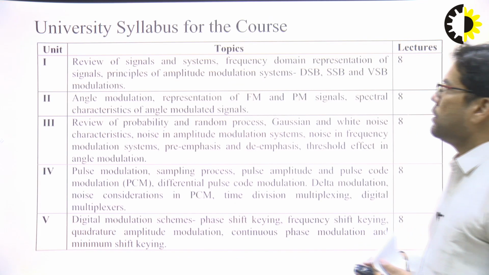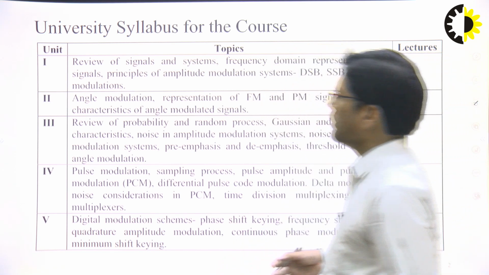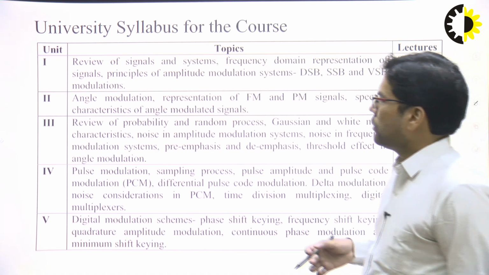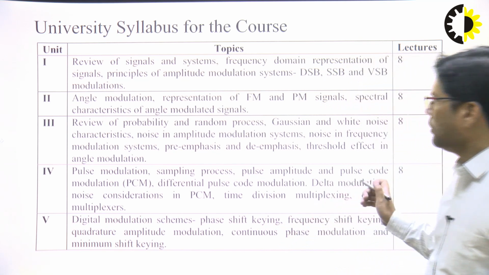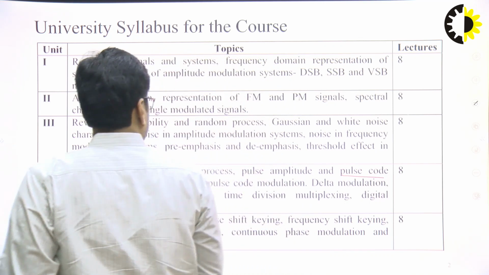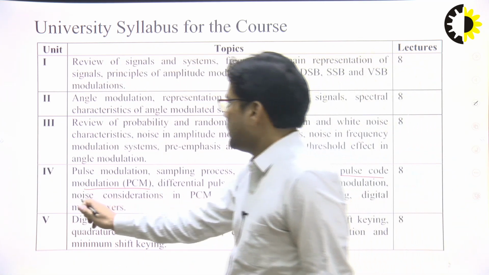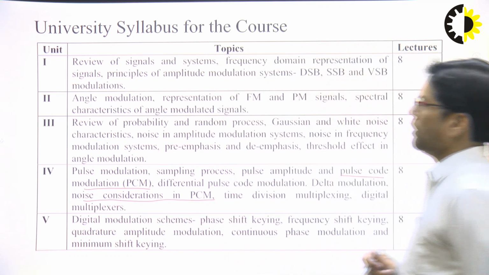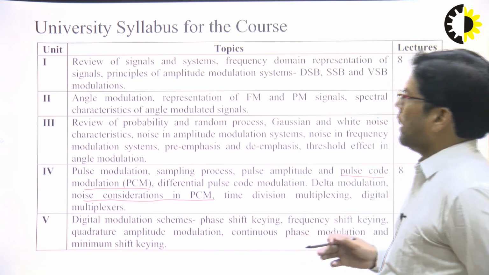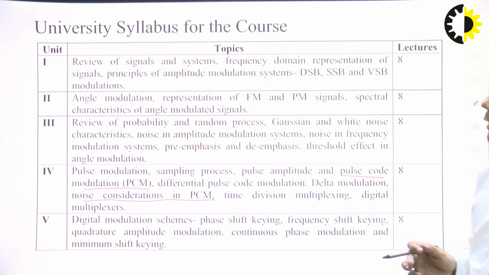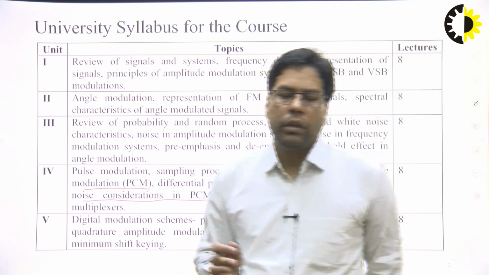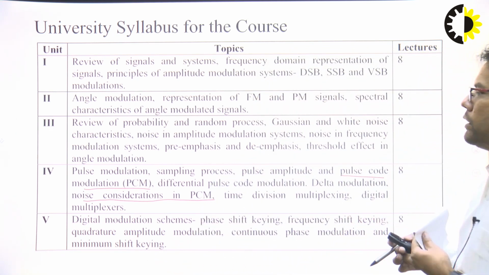So this is the university syllabus. The university syllabus is divided into 5 units, where the topic of pulse code modulation lies in unit number 4. As you can see, pulse code modulation. So here we analyze the noise consideration in PCM system. The first unit is related to AM, second FM, and the third unit is random variables, and the fourth unit is related to pulse modulation, and the fifth unit is related to digital modulation techniques. So here we'll discuss the PCM system.